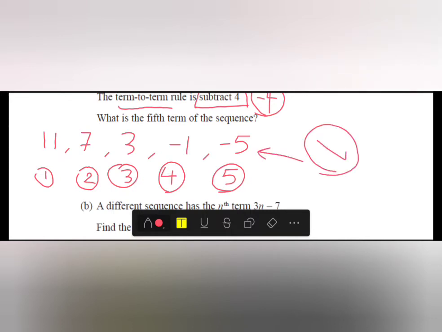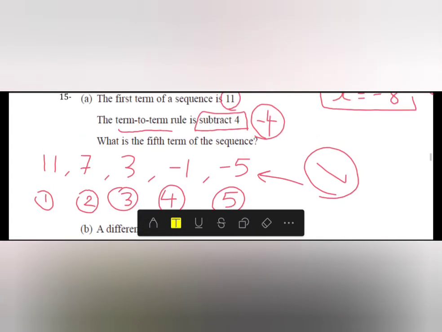So, as we said, the first term is 11, and the term-to-term rule is negative 4, or subtract 4. So, each time we go from a term to another, we subtract 4. This is the idea. So, we say 11 minus 4 equals what? Equals 7. And then 7 minus 4 equals 3. And then 3 minus 4 equals negative 1. And then the last one, which is the fifth one, minus 4 equals negative 5. And this is how you answer a question like this. Now let's move on to the next question.